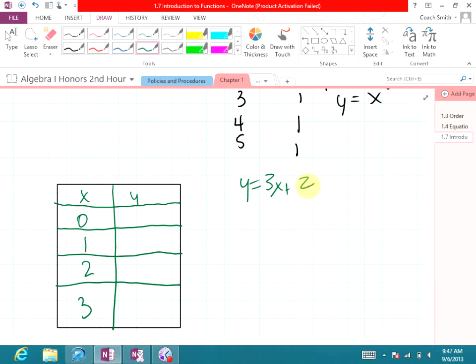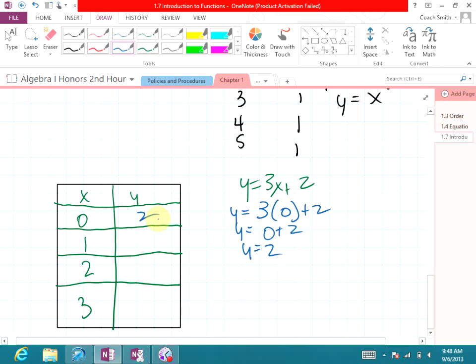So this is how we would do that. We would take y is equal to 3 times 0 plus 2. Okay, my first input is 0, into my function. That would give me y is equal to 0 plus 2, y is equal to 2. Okay, so that's what goes in the output. So here's my output. Y is equal to 2 when I have my input of 0.